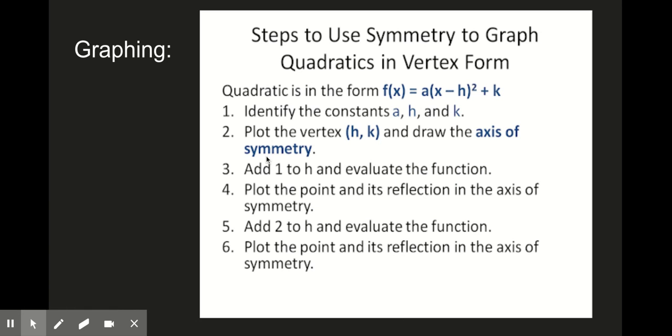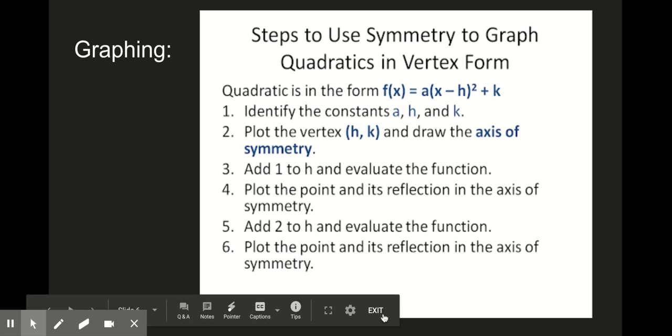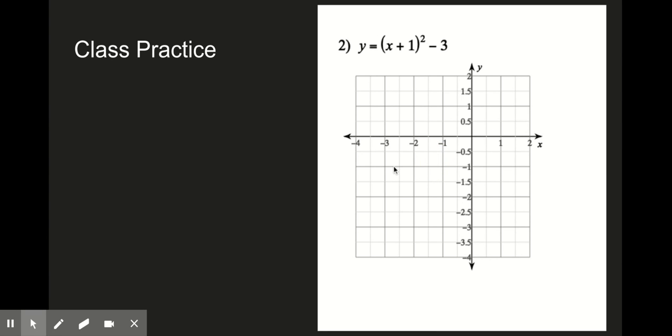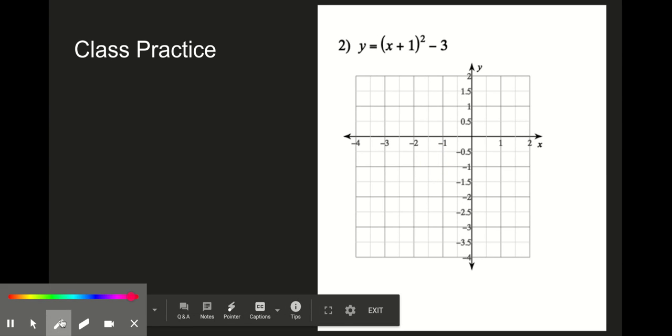All right, so a little step by step, right? Plot the vertex, draw the axis of symmetry right through it, and then just start adding 1 to either side. Just start moving out the same way we did with these other equations. So let's take a look at what this would look like.